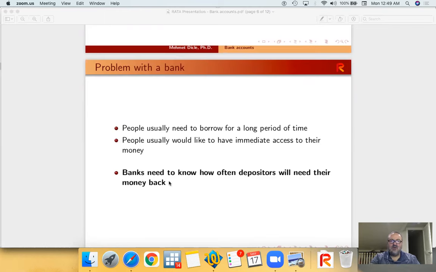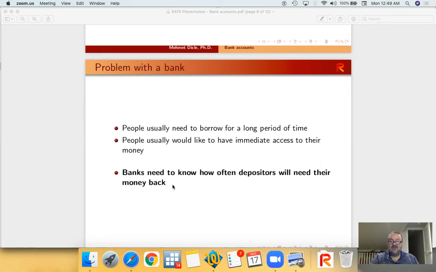So the banks need to know how often depositors will need their money back. Remember, they're giving their money on a mortgage, 30 years, on a car payment, 5 years, on a home improvement, 2 years. But then the money comes from people who simply don't want to part with their money. They want to have access to their money immediately. So the challenge for a bank is how do you actually get this money and then give it to 30-year mortgages, right? So they need to know how often depositors will need their money back. And this is where the different account types come in.